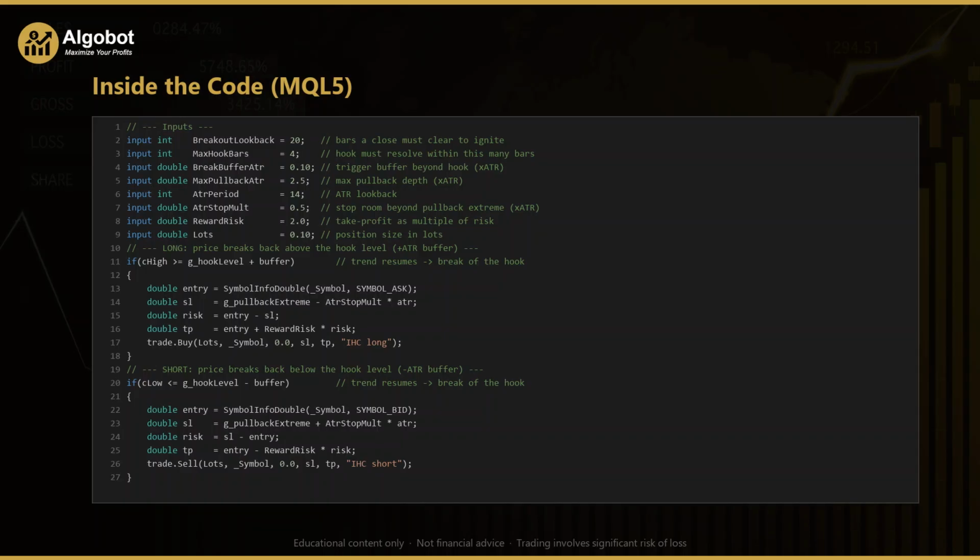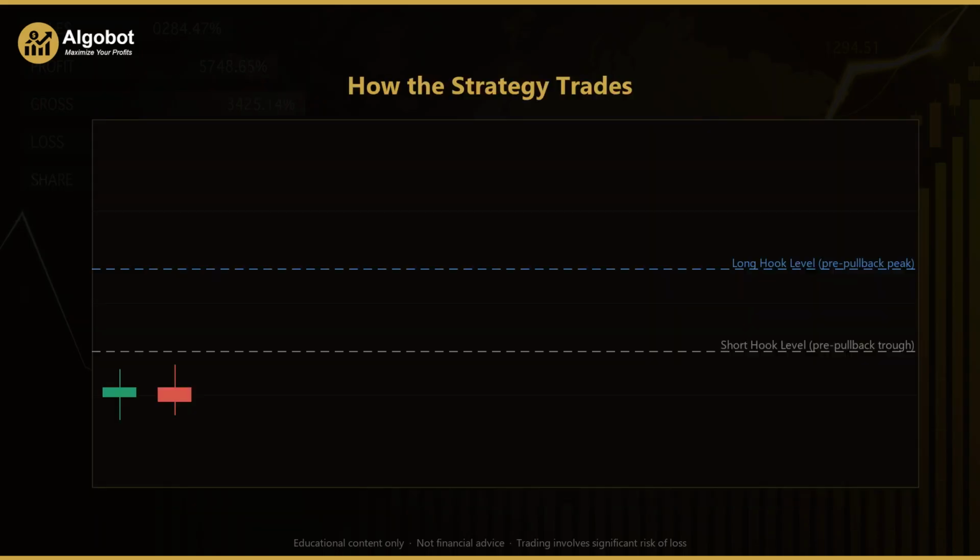Both sides self-scale with volatility through the ATR. Let's walk through this illustration candle by candle and watch both a long and a short setup unfold in sequence. Keep in mind this is a simplified educational example, not a real trade.